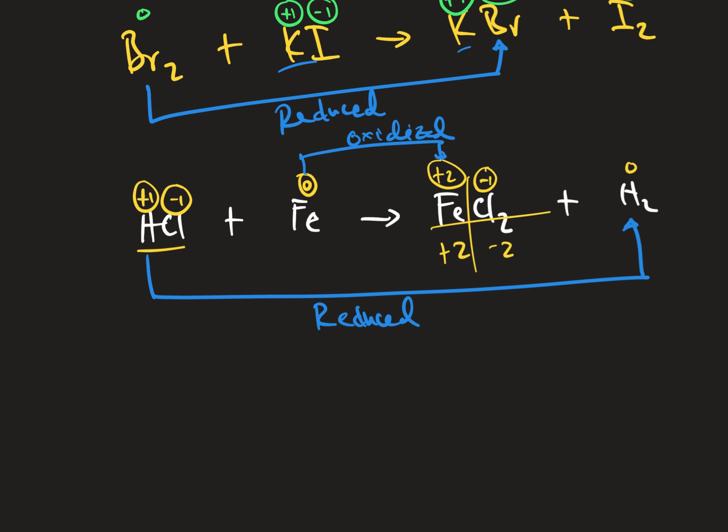Could you say that the chlorine was also reduced? The chlorine goes from -1 to -1. Oh, so it doesn't matter that it has -2 and becomes -2? No. That's just how you figure out the oxidation number of the other one. Yeah, good question. That's a great question. Thank you.